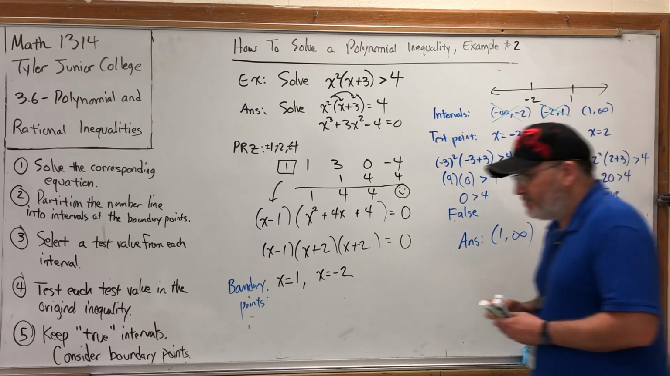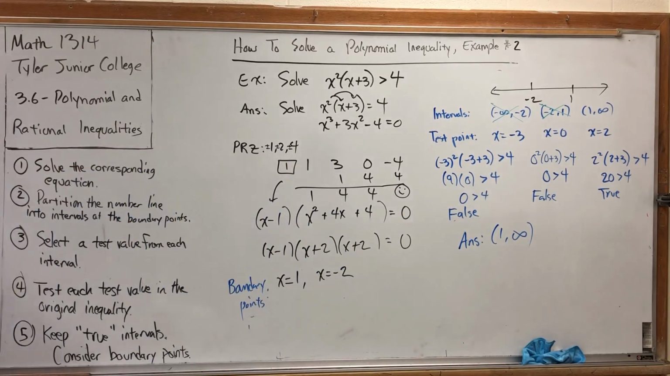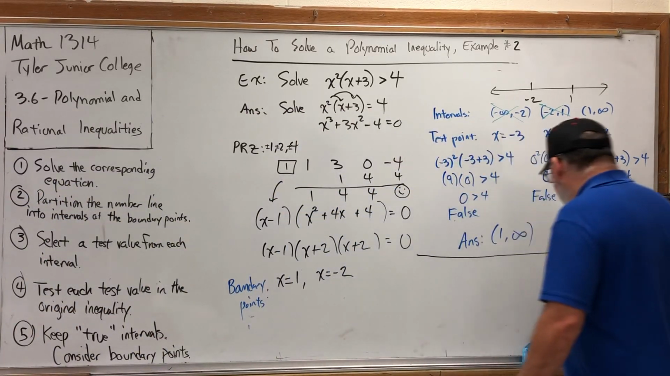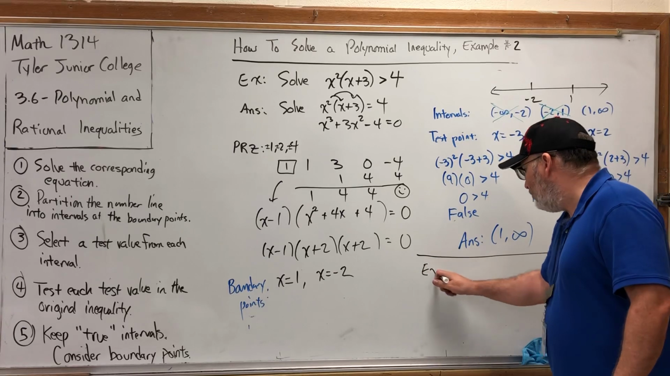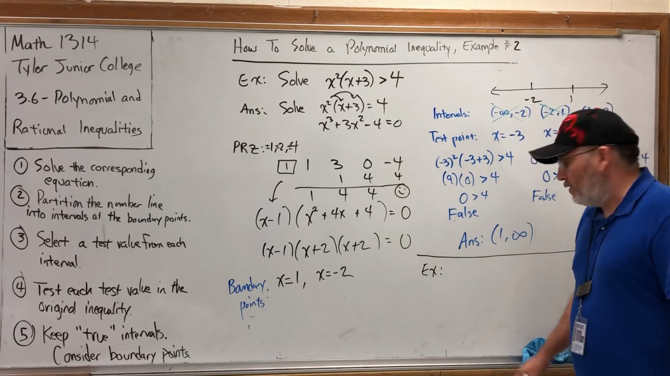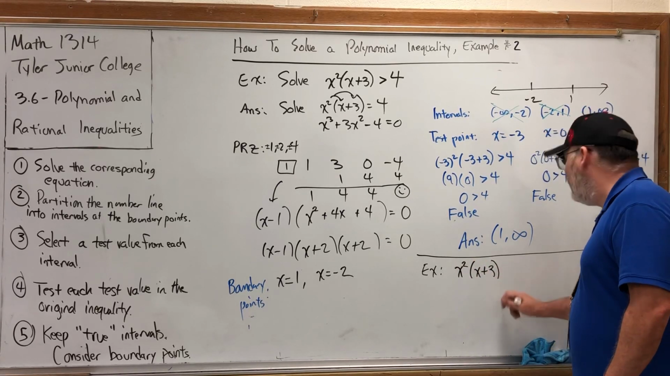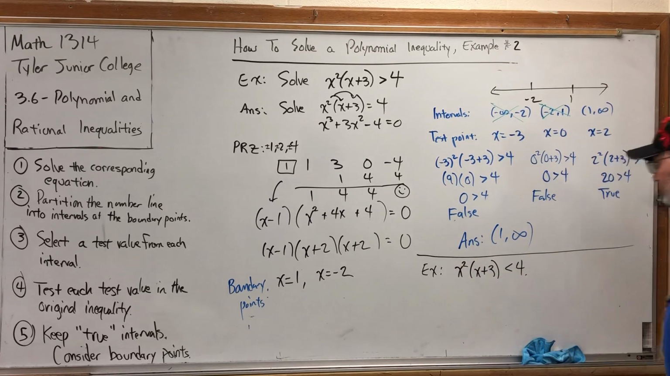I'm going to check the time on this because I may do a real quick follow-up example to this one that won't require us to do any extra work, just some extra thinking. Oh yeah, we haven't even hit the 10-minute mark, and I don't expect this to take more than 90 seconds. Let's say, just for the heck of it, that the original inequality was less than instead of greater than. X squared times x plus 3 is less than 4. How would that change the answer?